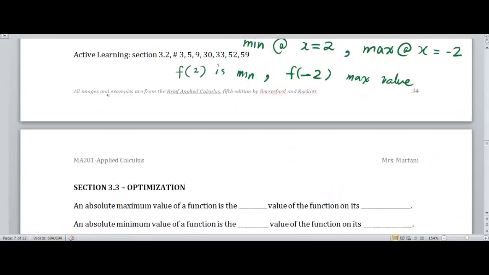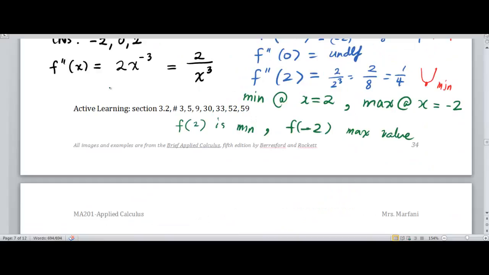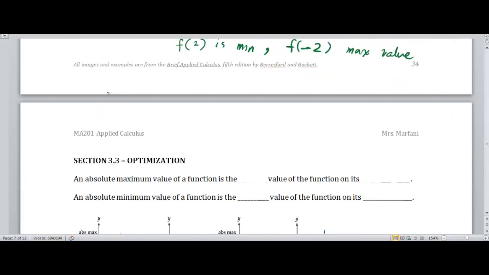Okay, so that is all for section 3.2. Next time we will start 3.3, which is optimizations, and then we will go into word problems with optimization. Okay, so we're getting to the really good fun stuff.